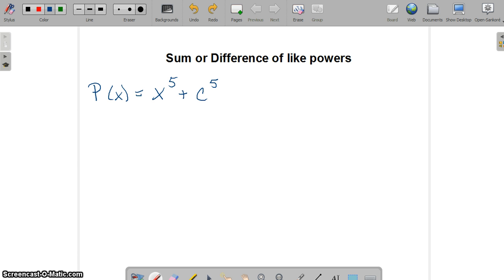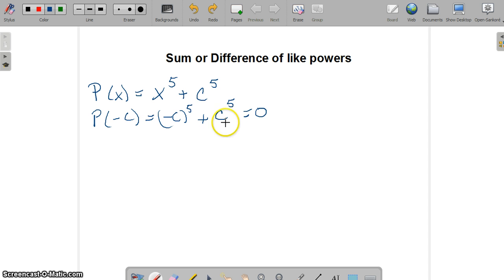So I'm going to prove this for you. This pattern is pretty cool. What you can do for this is use the rational root theorem to show that negative c is a 0 of this, okay? If negative c is a 0, then if I plug in negative c for x, I should get 0. So negative c to the 5th power is going to be a negative c to the 5th, and if I add c to the 5th power, I am going to get 0. So p of negative c is definitely 0.